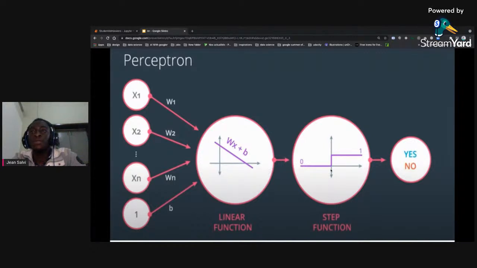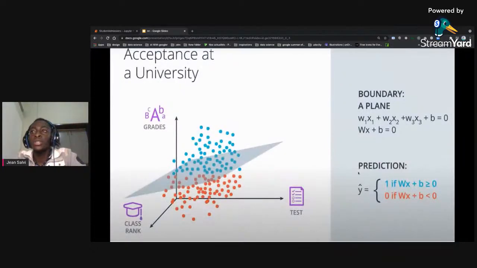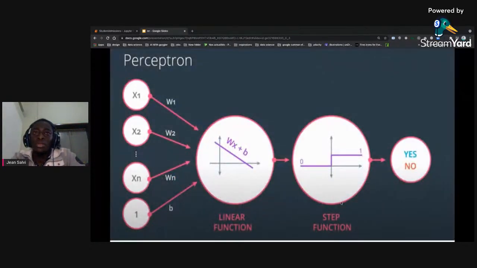We have to have a step function which is going to decide. That step function will look like this: it will be 1 if wx plus b is greater than or equal to 0, and it will be 0 if wx plus b is less than 0. That's the step function we should have for this simple linear perceptron.